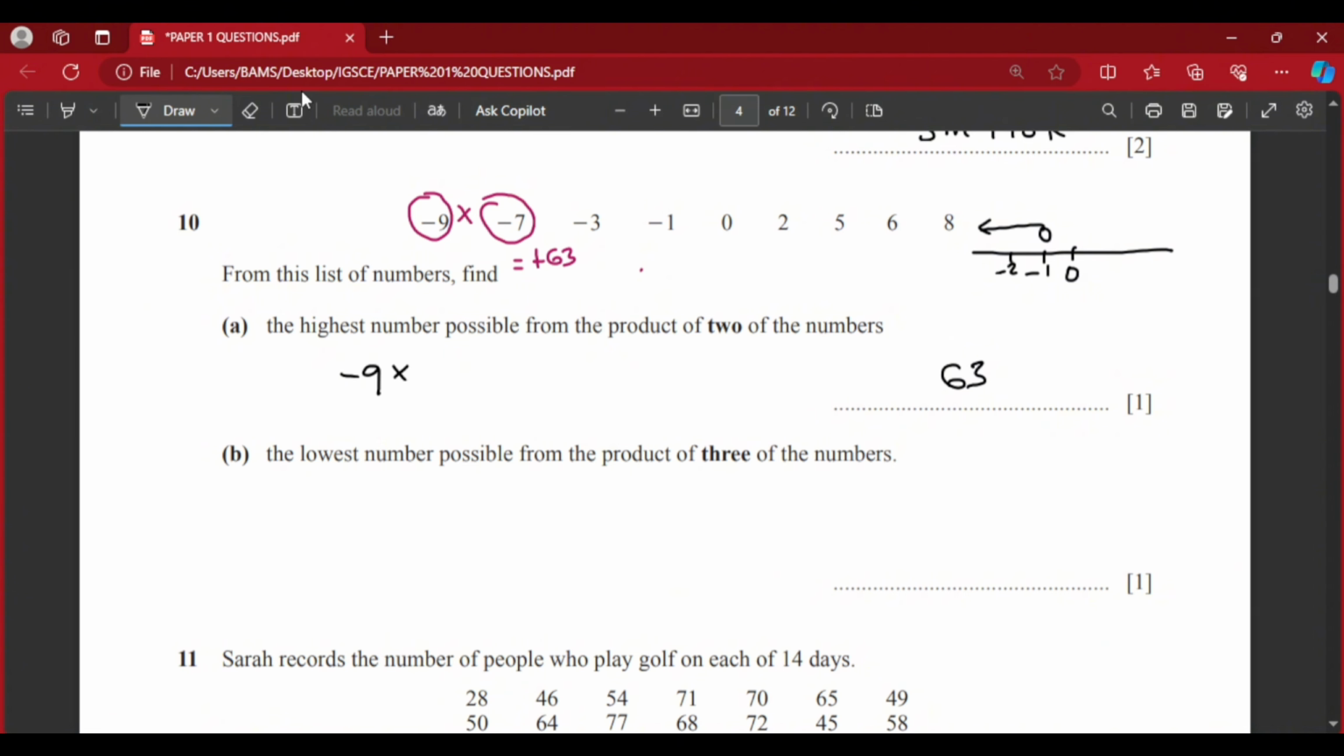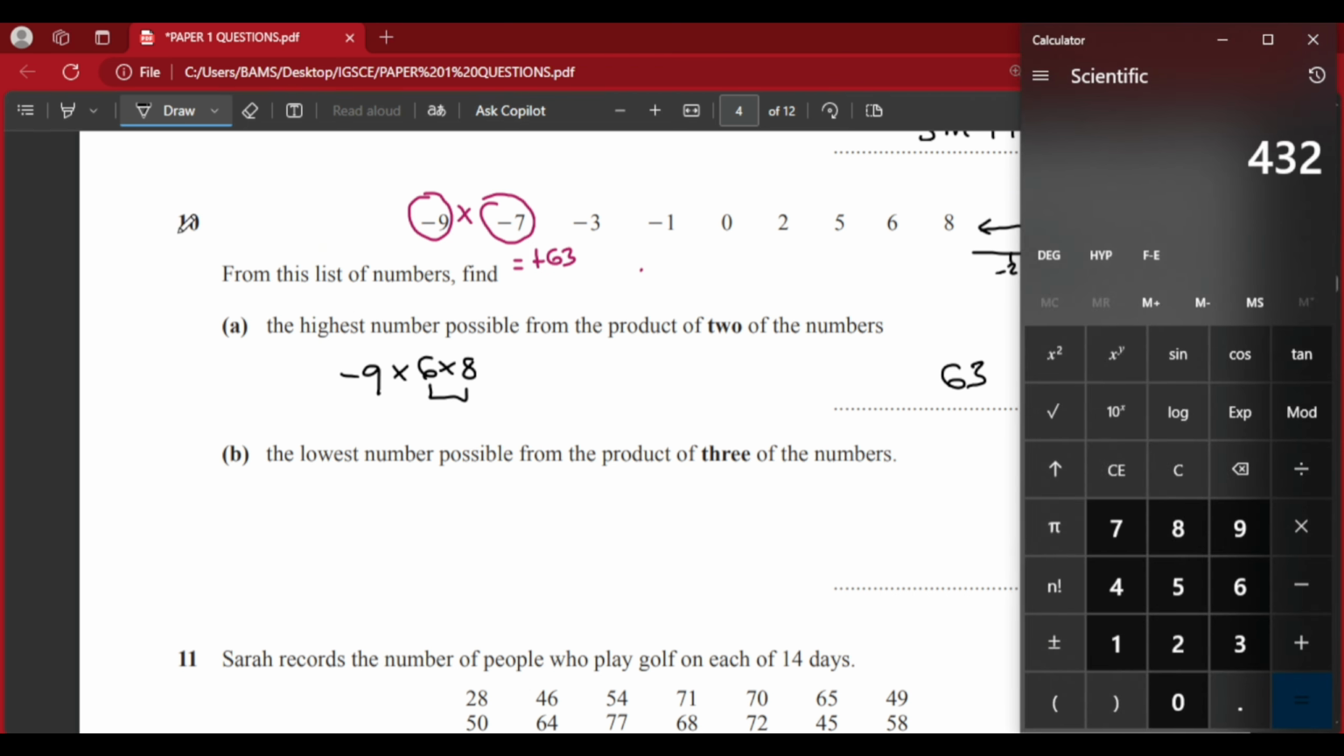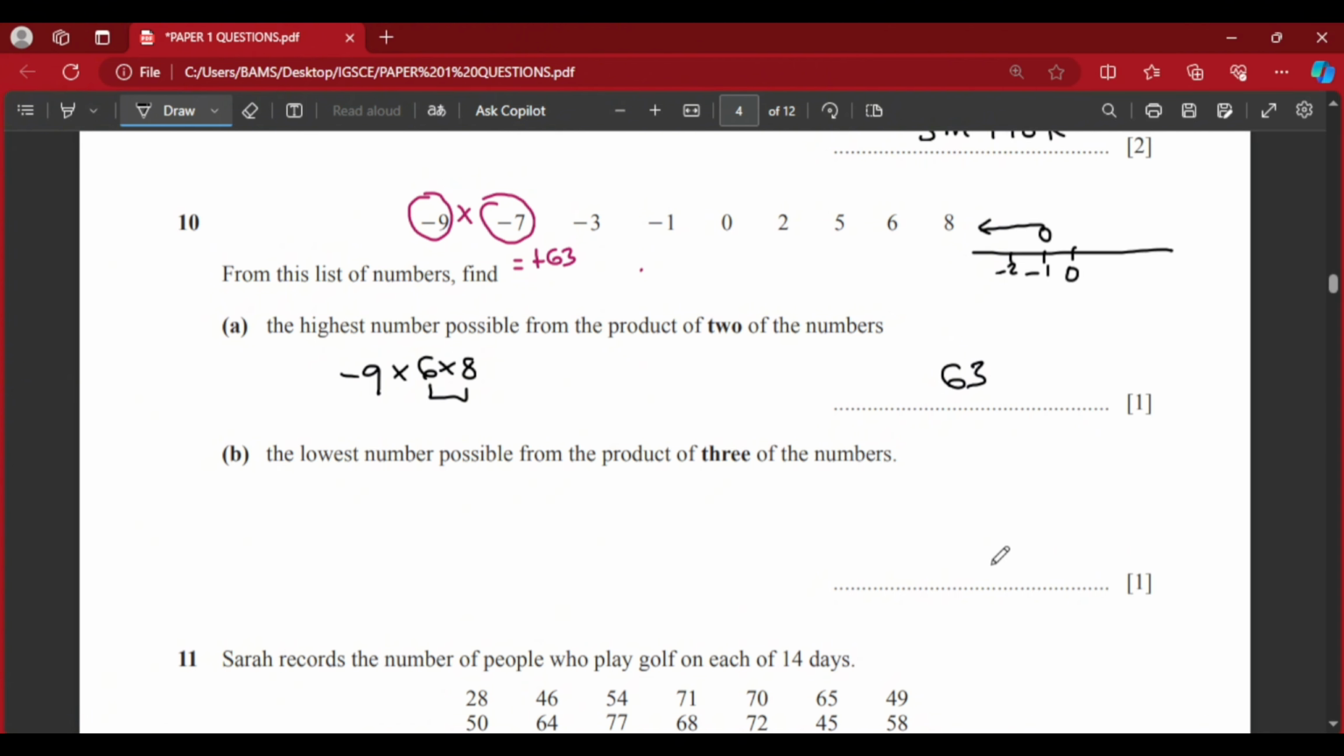Minus 9 times other big numbers, which is 6 times 8, right? They're actually big numbers. This is 48 times 9. Okay, so if I should plug that into my calculator, I should have minus 432. So for this one to be minus 432, that would be the least product I would get from this particular expression.